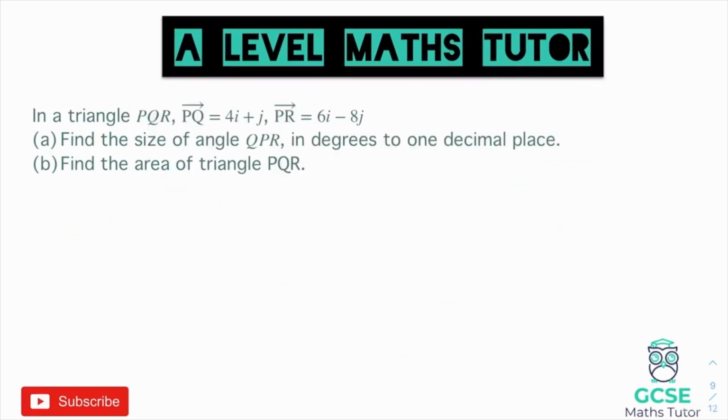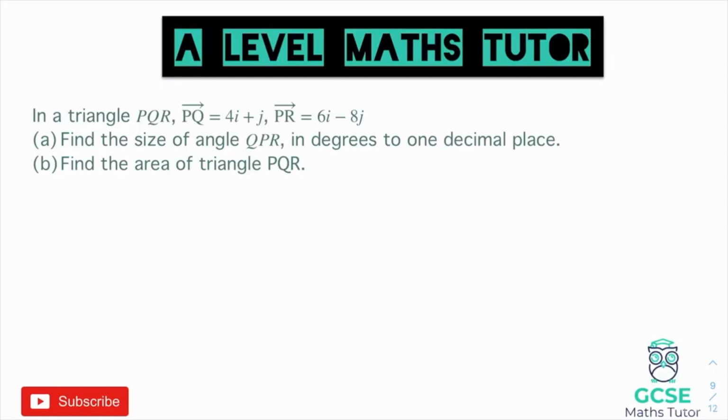Okay, so on to our last little bit here. It says in a triangle PQR, PQ is 4i plus j and PR is 6i minus 8j. Find the size of the angle QPR in degrees to 1 decimal place. And it also wants us to find the area of the triangle. So let's go about drawing this.